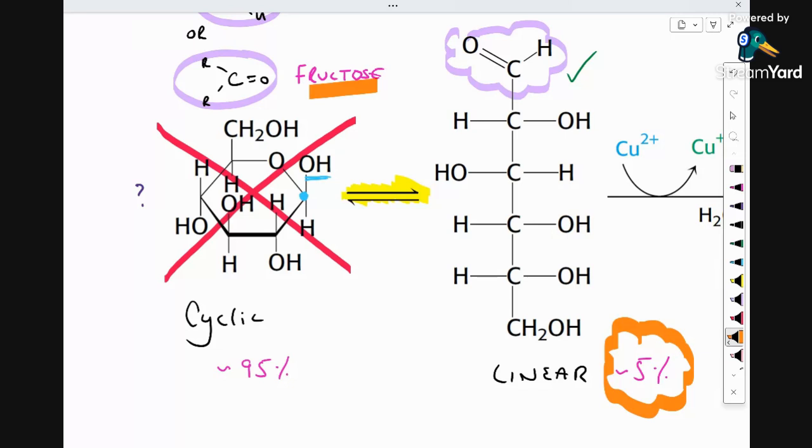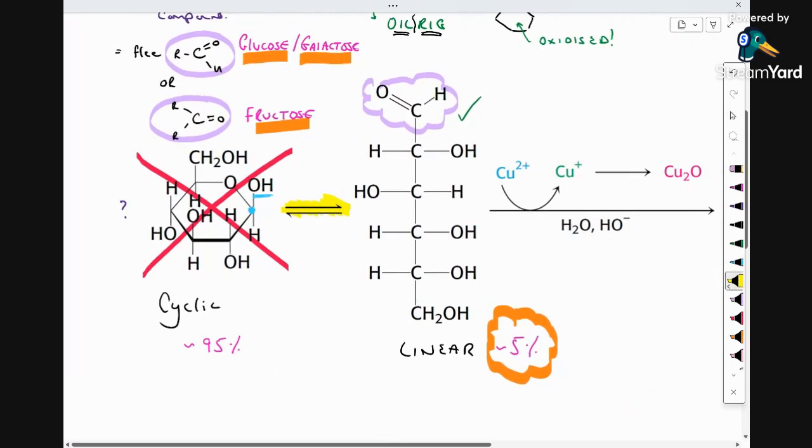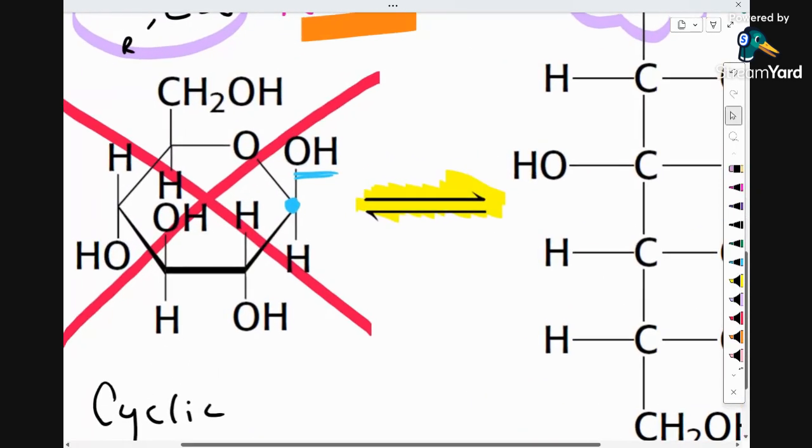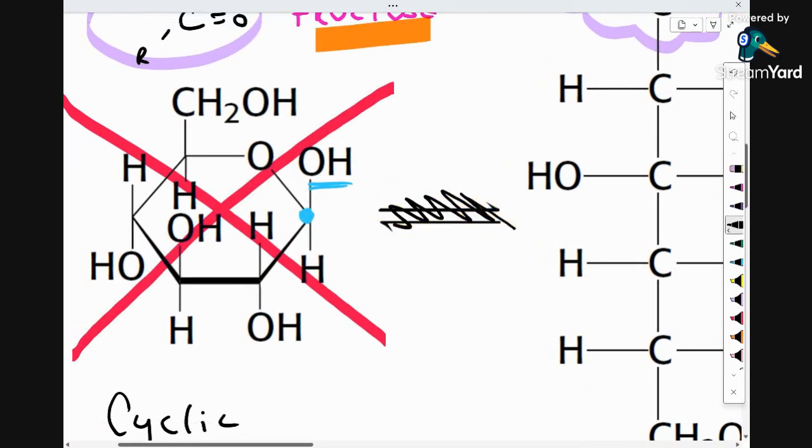So it's not the cyclic glucose that's going to be doing it, it's the linear glucose. And this will be the same for fructose, where you have the ketone functional group in the linear form. So it is absolutely the linear version of these sugars that has the reducing capacity. The cyclic form does not, despite it being the more common of the two. So if we were going to actually draw this equilibrium arrow, it shouldn't look like that. It should be massively skewed towards the cyclic form. So we should have a big arrow going this way and a very small arrow going this way.